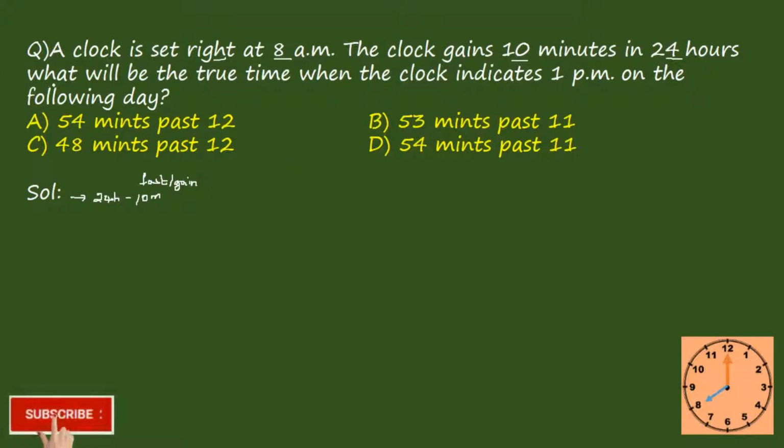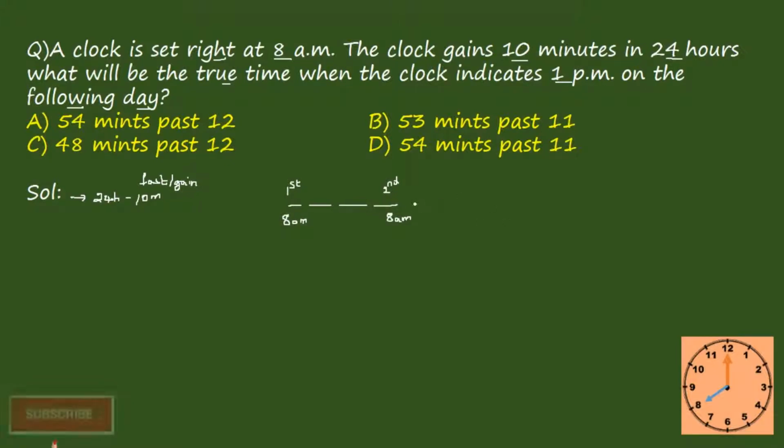Again it is saying what will be the true time, correct time, when the clock indicates 1 p.m. on the following day. Following day means next day. What will be the correct time if it is showing 1 p.m.? If the first day, and we consider the second day, from first day we are moving to second day. First day is nothing but 8 a.m. From first day 8 a.m. to second day 8 a.m.